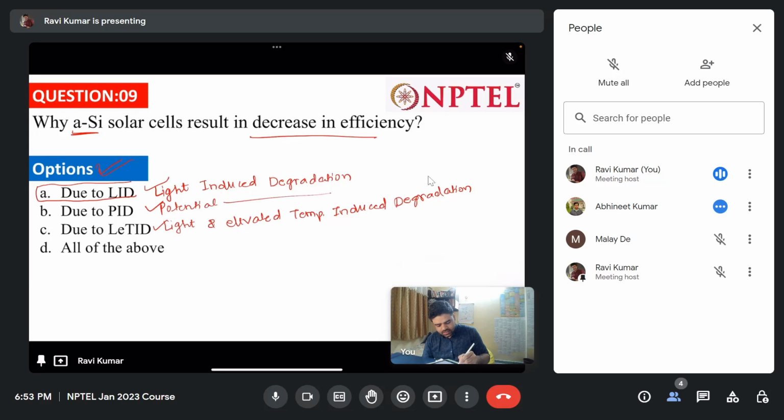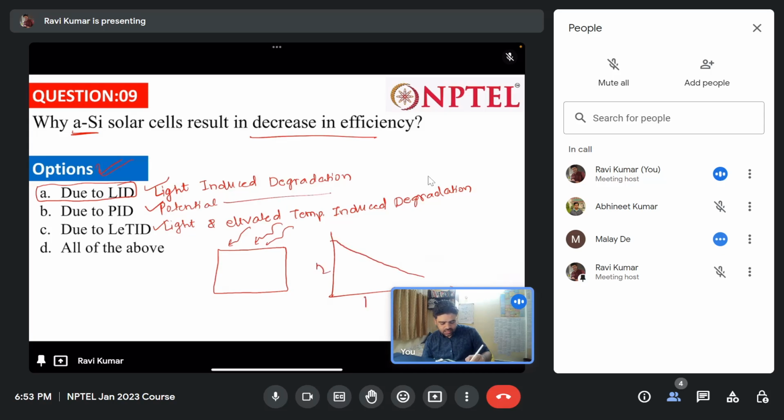Yes. See what happens if this is a solar cell and it is first exposed to sunlight. Then our efficiency will grow. And this is the time when exposed to sunlight. So what's happening here? When light is falling on the surface, the efficiency of this amorphous silicon solar cell is being decreased. Then what is the reason?